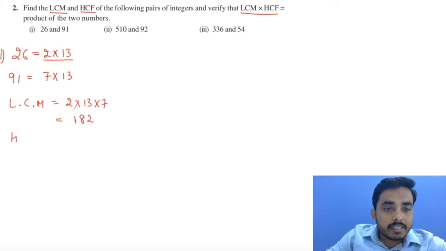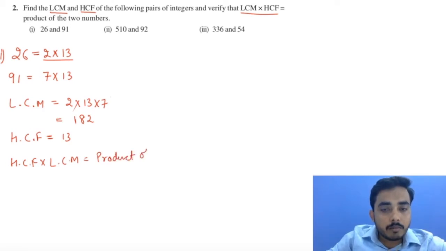Now let's go to HCF. HCF stands for highest common factor. So the thing that is common in both will be the HCF of these two numbers. The only number which is common is 13. Now we need to check whether HCF into LCM is equal to the product of the numbers or not. So our HCF is 13, into 182 should equal 26 into 91.